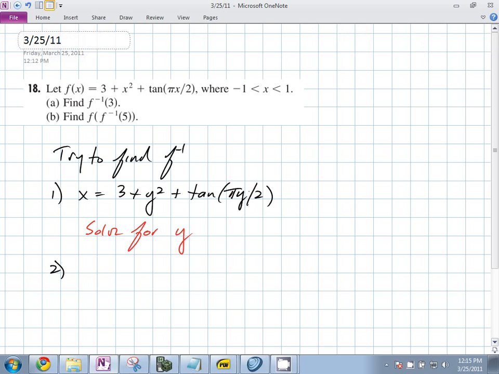What happens when you try to solve for y? Yeah, you're not going to be able to solve for y. What problem do you run into? What's the structural part of this that makes it really hard to solve for y? The tangent by itself doesn't. You can deal with tangent. The tangent by itself does not cause the problem. What causes the problem?